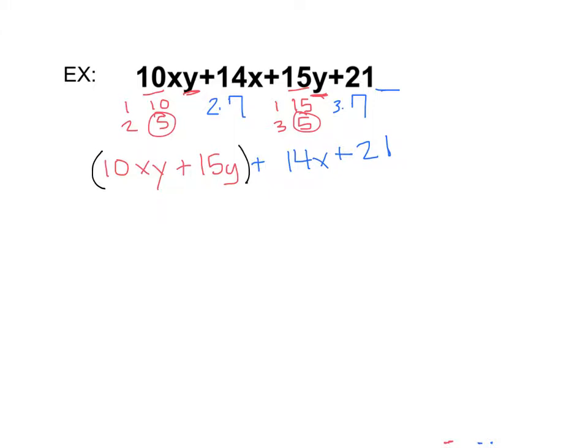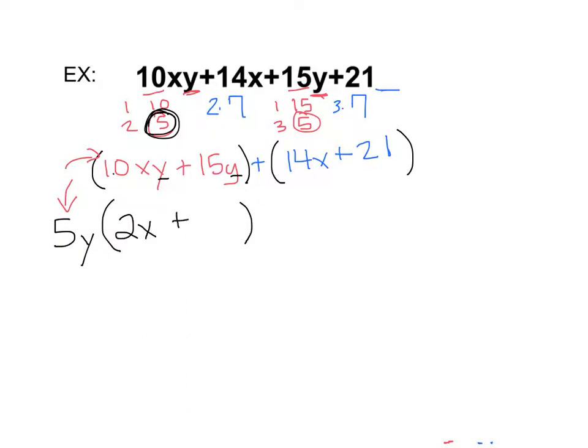And now I'm going to look at what can I pull out, or what are the GCFs of each individual section of my problem. In the first part, I've already said that 5 is my common numerical factor, so I'll factor out a 5, and since they both share the value y, I'll factor out a y as well. One thing to remember is that it's GCF times whatever's left, so 10xy divided by 5y will give me 2x, and then 15y divided by 5y will give me 3.